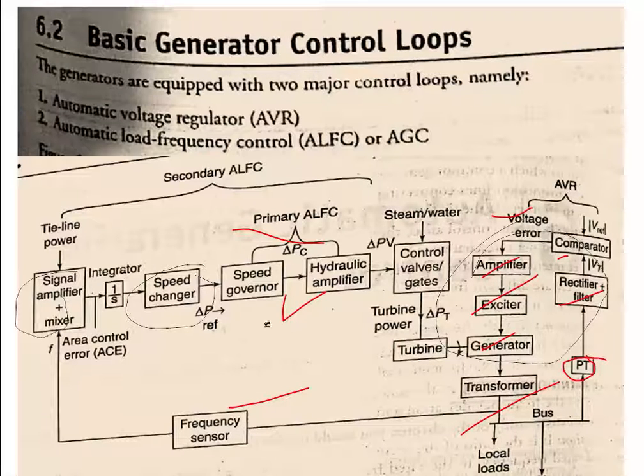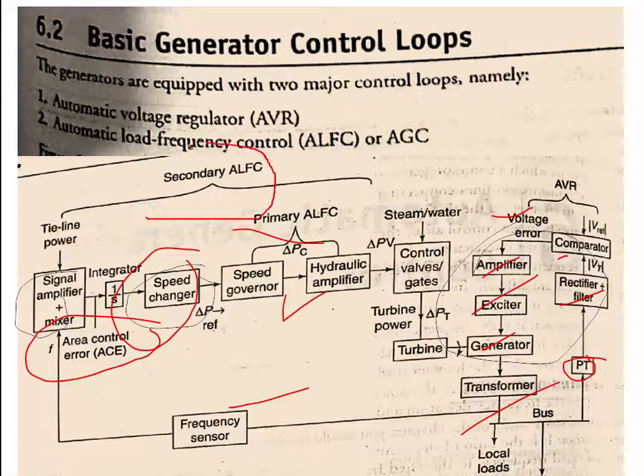The speed governor mechanism is used to identify the speed of the system, and the speed changer is used to observe the change in speed. The integrator block integrates the signal, whether sinusoidal or square, into speed changer signals. ACE, which stands for area control error, controls the errors, and this is connected through a tie line. A tie line is nothing but equivalent to a transmission line. These four blocks together are called the secondary ALFC.